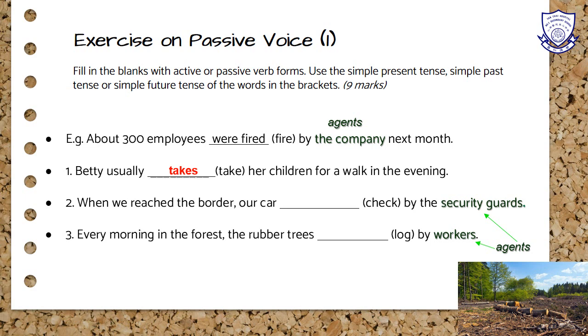Number two, when we reach the border, our car blank by the security guards. Imagine if you were driving through the border between China and Russia, or maybe between China and North Korea. You should expect a lot of security checks. You do not do the checks yourself, but the security guards will do the checks. So it should be our car was checked.